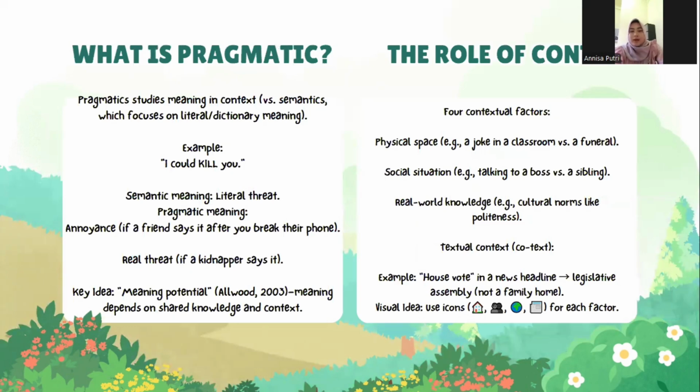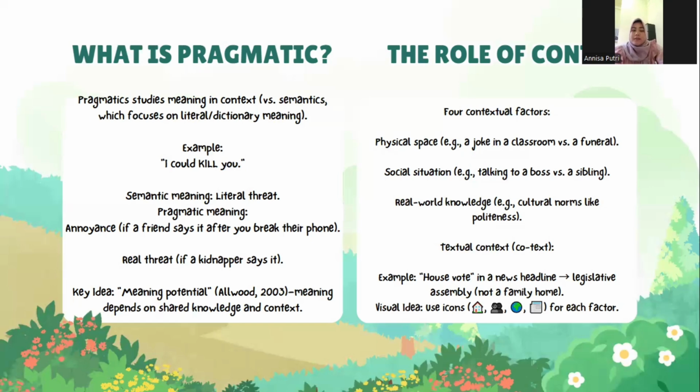Now we talk about what is pragmatics. Pragmatics is the study of how context influences the meaning of words and sentences. Unlike semantics, which focuses on the literal meaning, pragmatics examines meaning based on who is speaking, the situation, and shared knowledge. For pragmatics versus semantics, example sentence: "I could kill you." The semantic or literal meaning is a threat of violence. But the pragmatic meaning, if a friend says it after you break their phone, is an expression of annoyance, not a real threat. If a kidnapper says it, it's actually a threat.